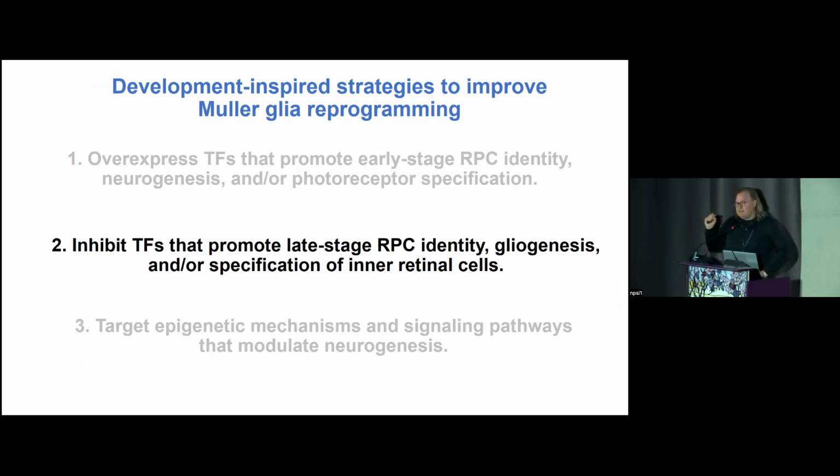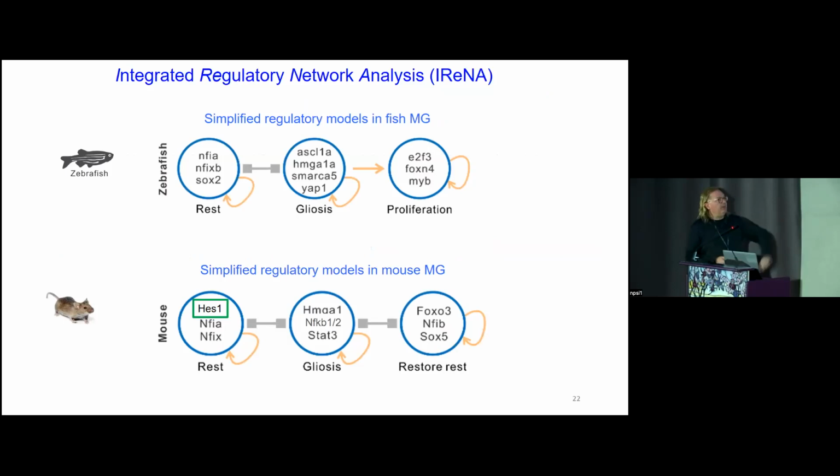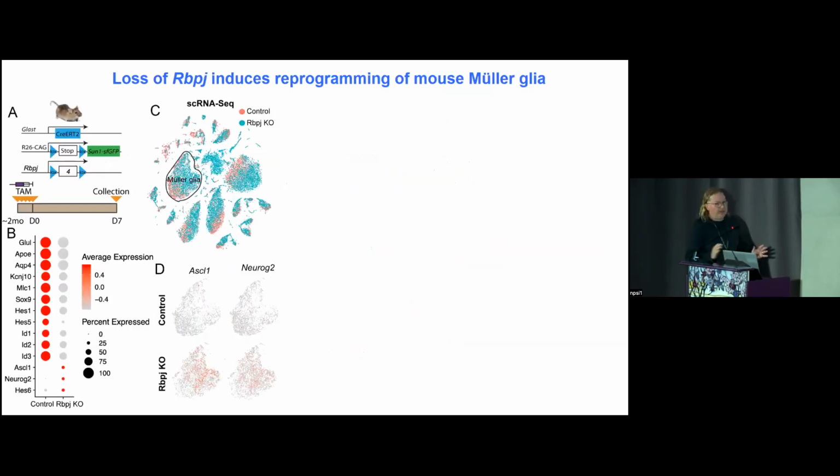So what about inhibition? Second, we've been working to inhibit other transcription factors that repress neurogenic competence. Primarily, we have been focusing on factors in the Notch pathway. HES1 as well as RBPJ and other components of the Notch pathway are strongly active in resting glia, as well as late-stage progenitors. So we globally disrupted Notch pathway signaling by knocking out RBPJ, which is the common transcriptional effector of Notch signaling.